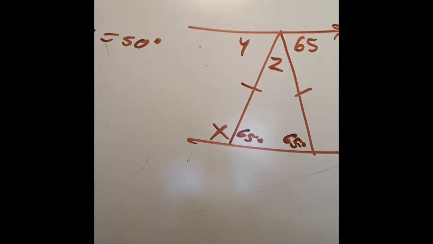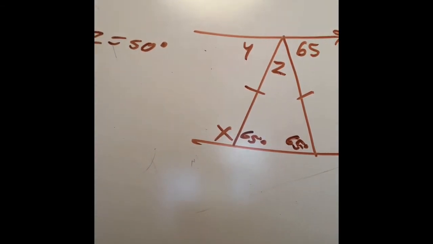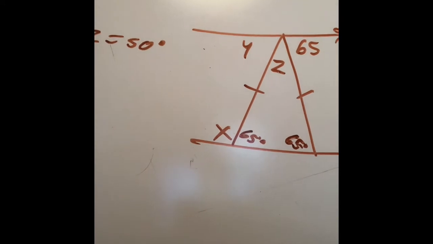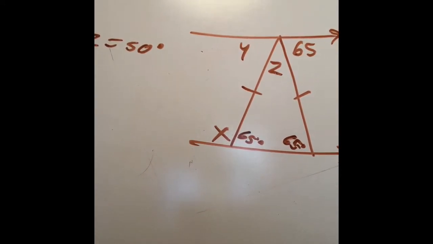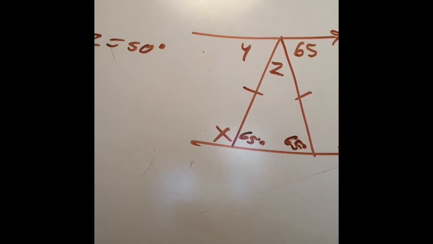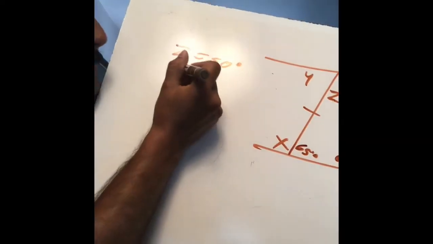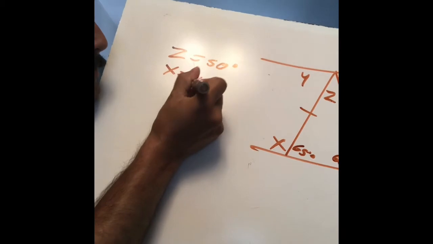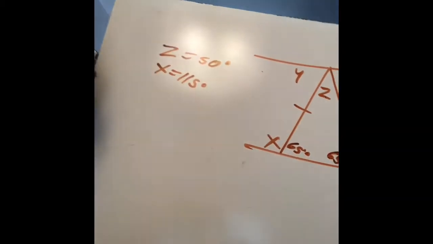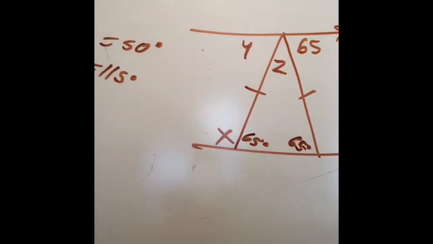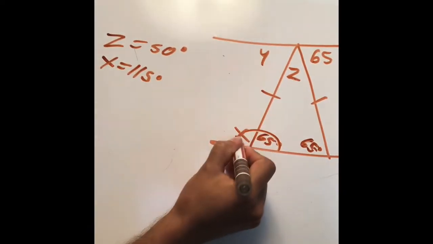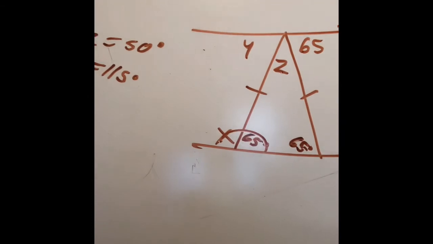We've got an x to figure out. Now the x is part of a straight line. So 180 minus 65 is 115. So that's the x, because it's a straight line. Has to add up to 180 degrees.